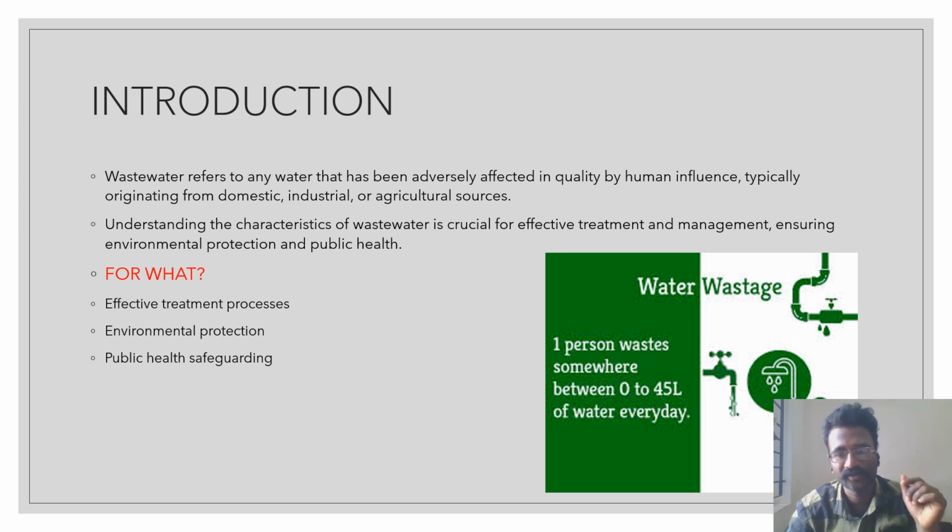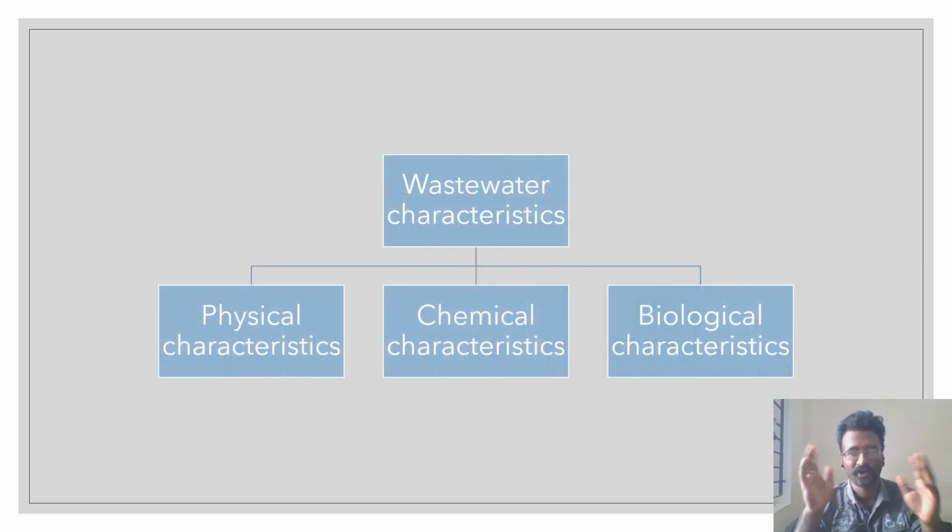For what? That is the question that comes up if we are going to do any studies. We have three points: effective treatment processes, environmental protection, and public health safeguarding. Here, the wastewater is characterized into three types. One is physical, second is chemical, and third is biological.